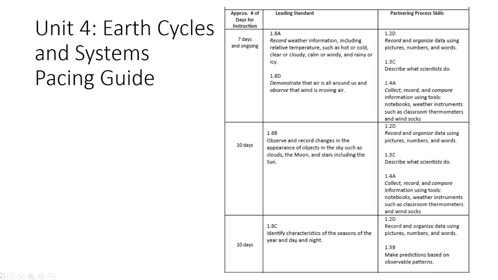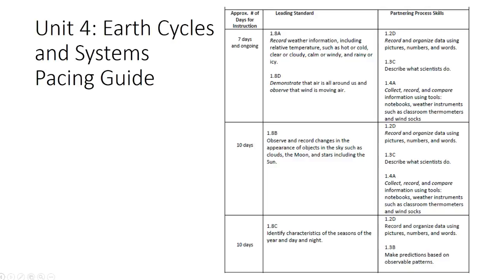If you look at the whole 6 weeks or the whole unit, you'll see it's divided into 3 different mini units. We begin with weather and then looking at demonstrating the air is all around us and that wind is moving air. Those 2 content standards have 7 days associated with them, and then ongoing to keep recording the weather information throughout the rest of the 6 weeks. And then we move into 2 10-day mini units, one for 1.8b, where we're looking at changes in the appearance of objects in the sky, and then 1.8c, identifying characteristics of the season of the year and day and night.